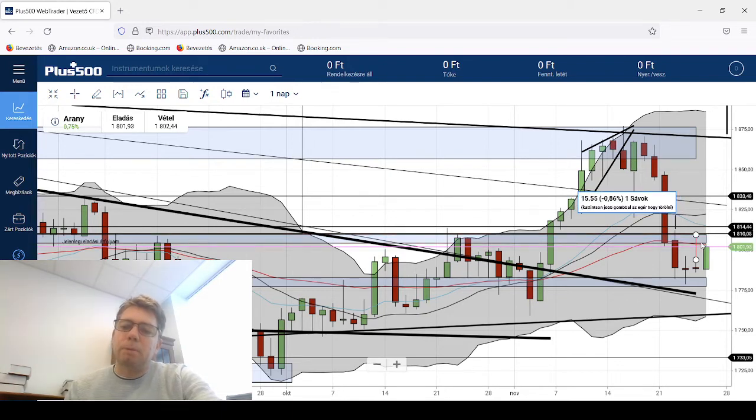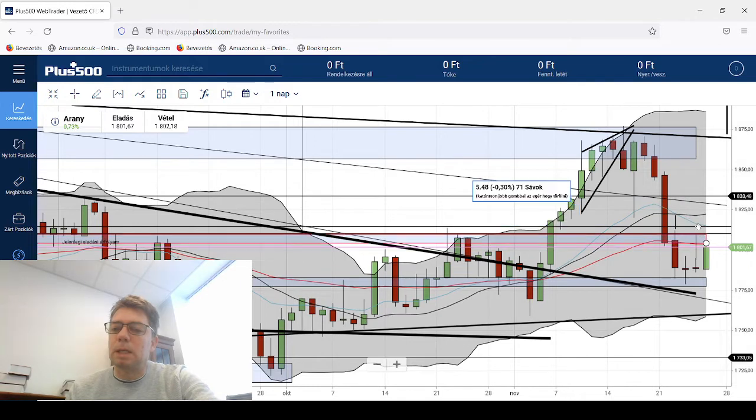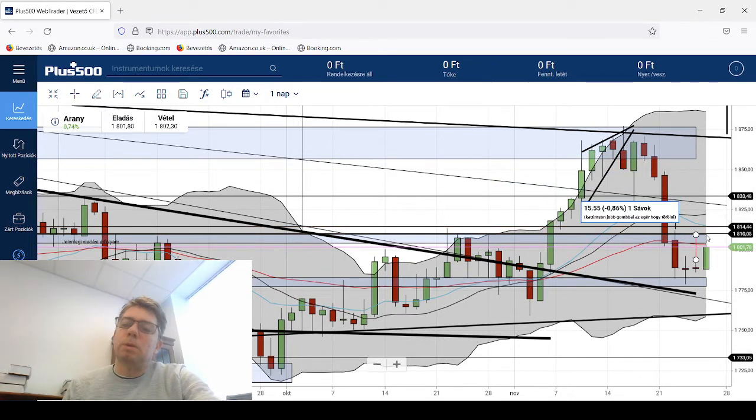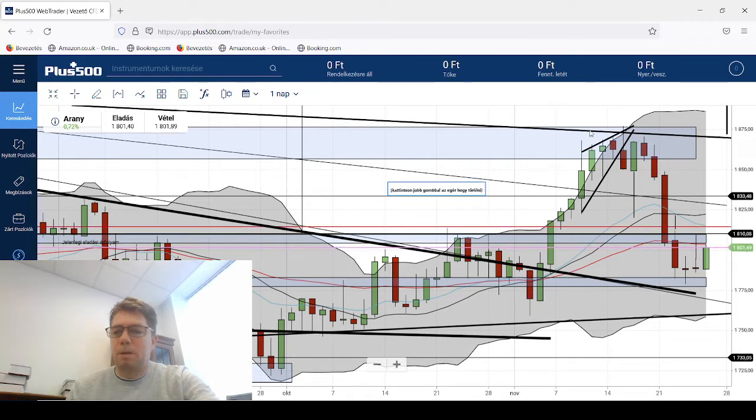Now we need to break above the 50-day EMA and close this daily candle above there, so we can have hope. But it's still bullish because the 20-day EMA is above the 50-day EMA, so we have a good chance to get back, even get above the 20-day EMA. That's what I see on the daily chart.